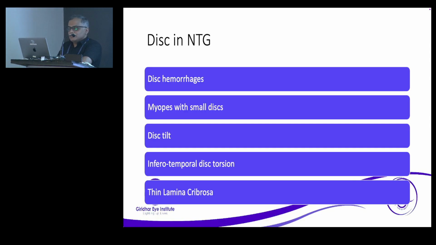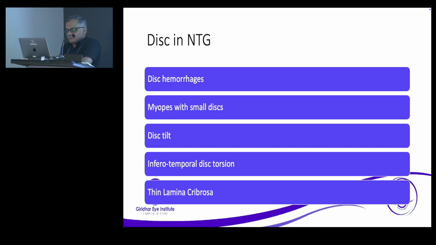Disc and NTG is very important. Disc hemorrhage, Dr. Maya was mentioning. Now, myopes with small disc. If you see a myope, you usually expect a larger disc. Large disc, maybe dysplastic disc, lots of peripapillary atrophy. You can't find out where the edge of the NRR is. But myopes with small discs, now that is probably where you have to be alert to NTG.